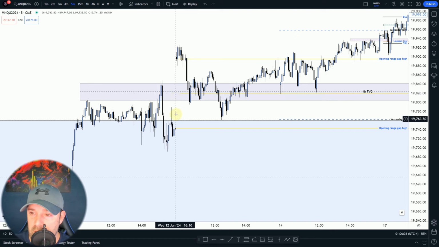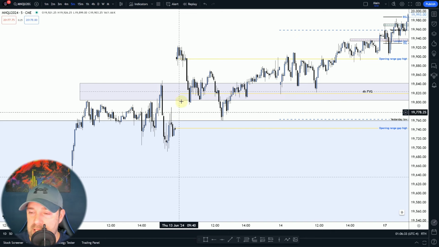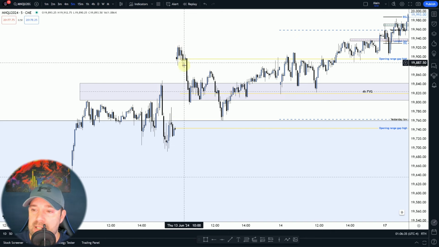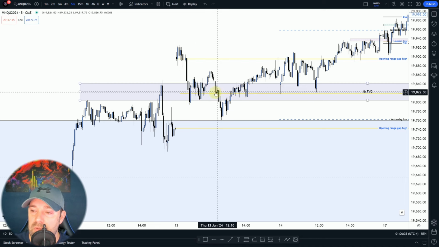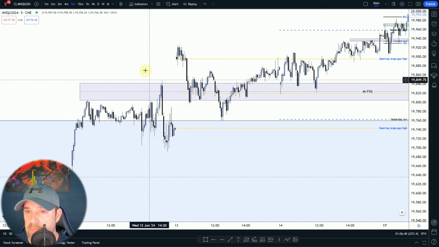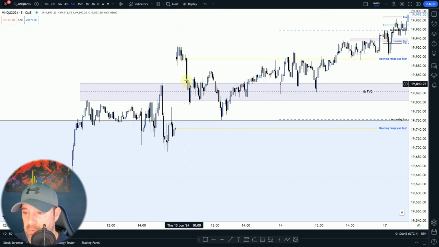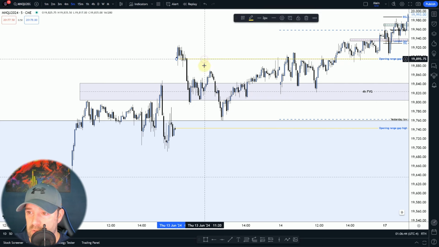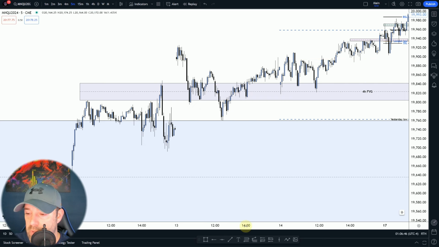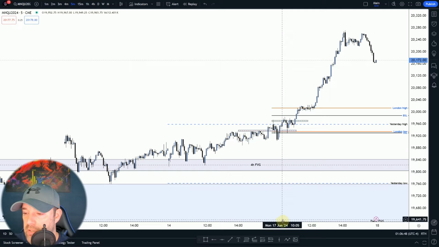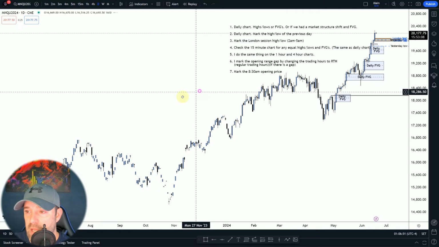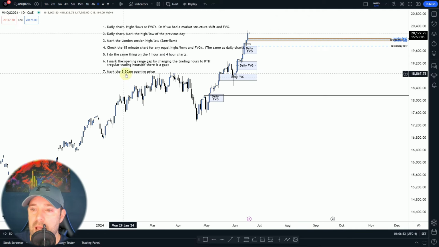For example, if price opened high like this and created this gap to the long side, I want to see it trade back down to the middle and then eventually close it. Okay, so I mark that. I'm going to erase it because there wasn't one for the day that I'm showing, so I don't want to get things confused, but I do always mark that. And then from there, I mark the 8:30 opening price.